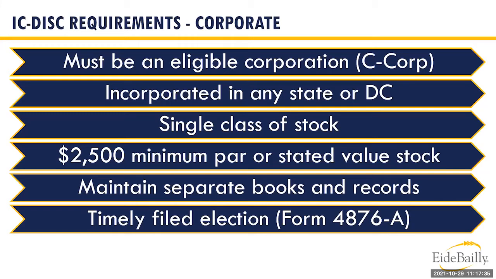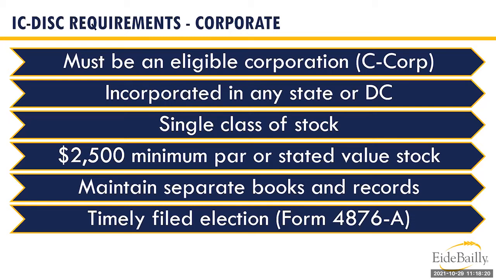And most importantly, the IC DISC has to timely file an election with the IRS to be treated as an IC DISC, and that's filed on IRS Form 4876-A. The election is due 90 days after the date the IC DISC corporation is created. And that due date is important to note because you can file the election late, but the only way to do that is through a private letter ruling. And the user fee for a private letter ruling can get fairly expensive. So it's best to just get the election in as soon as you can.